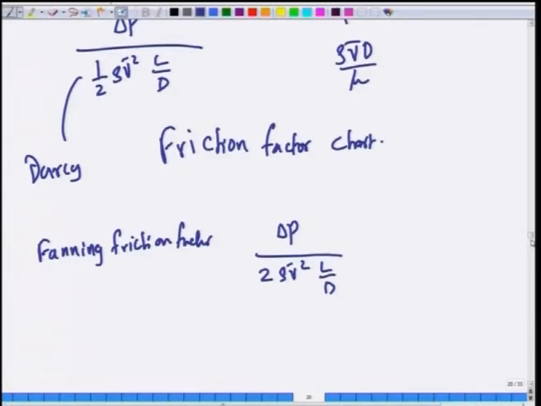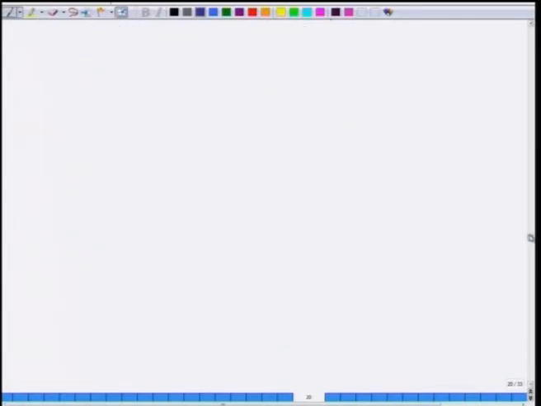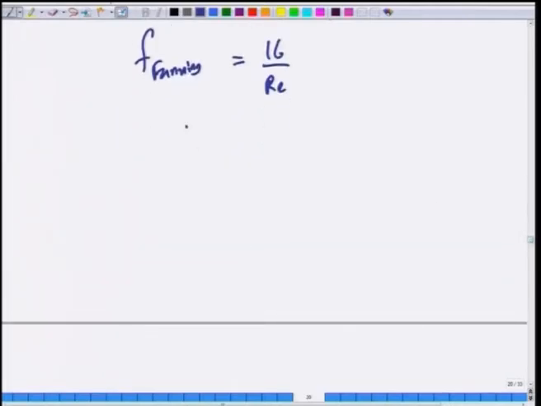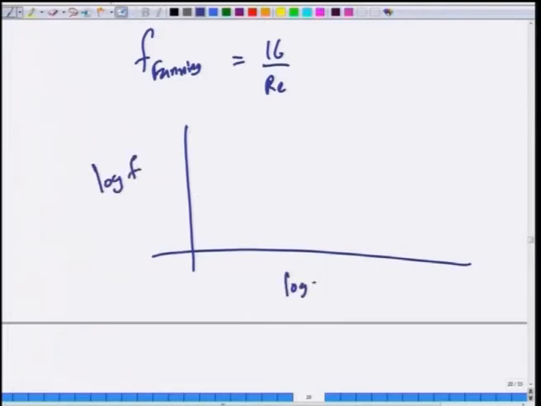When you use the Darcy friction factor, then the laminar flow relation between the pressure drop and flow rate reduces to 64 by Reynolds number, while when you use the Fanning friction factor, it becomes 16 by Reynolds number. Both are equivalent, it is only that the definitions of friction factor are different, but this is only under laminar conditions. Suppose you plot the friction factor versus Reynolds number in a log plot.